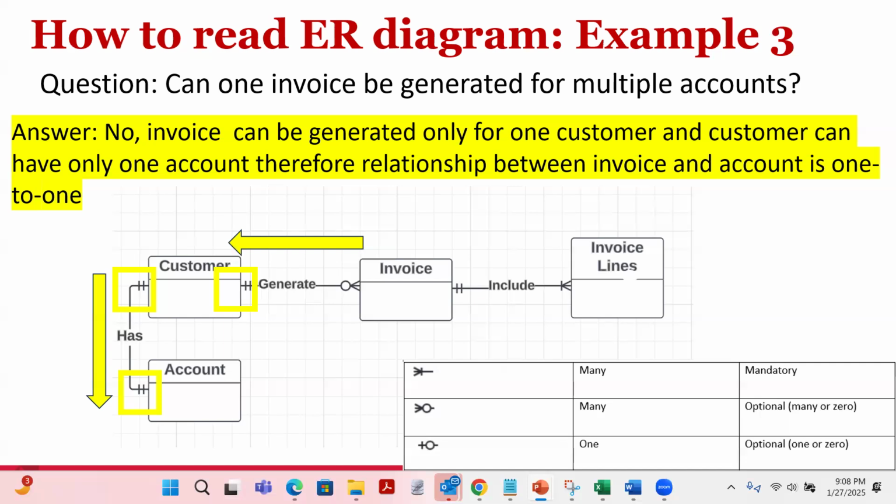Okay. Again, when entities are not directly connected to each other, you just need to have this path from one entity to another.